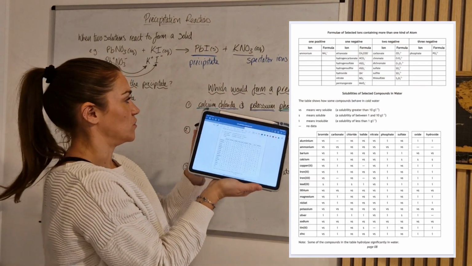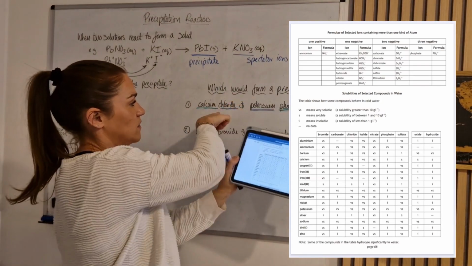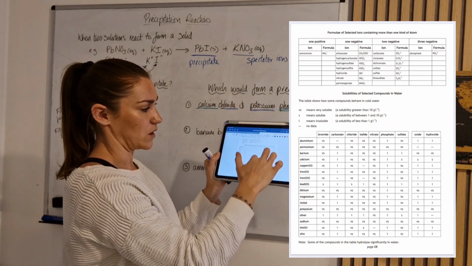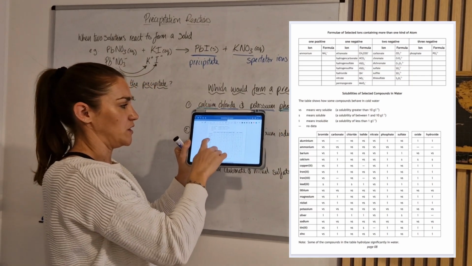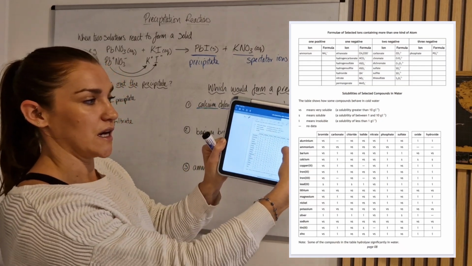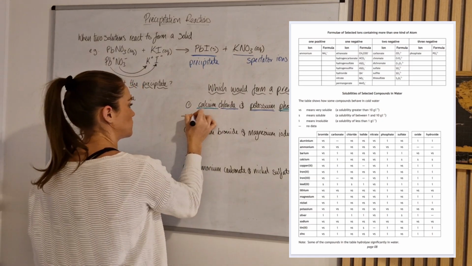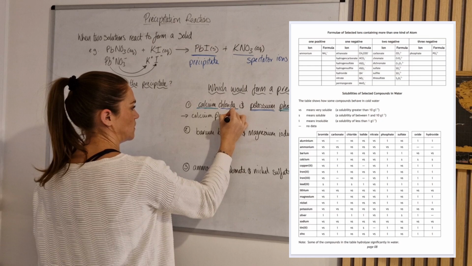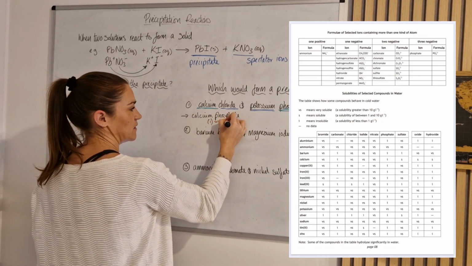And the way it works is you look up the metal ion down the side and the non-metal ion group along the top, and you basically just see where that row and column match up. So if we look up calcium phosphate, we go down to find calcium and then along until we see phosphate, and we should be able to see there's an I in that box, which means that calcium phosphate is insoluble. Okay, so calcium phosphate is insoluble. That means that is a precipitate.